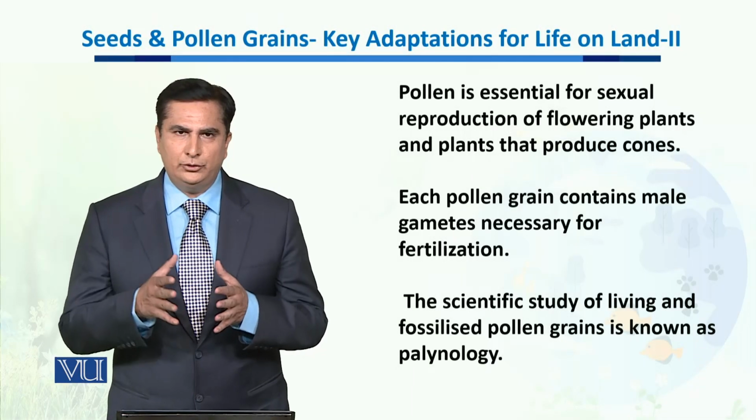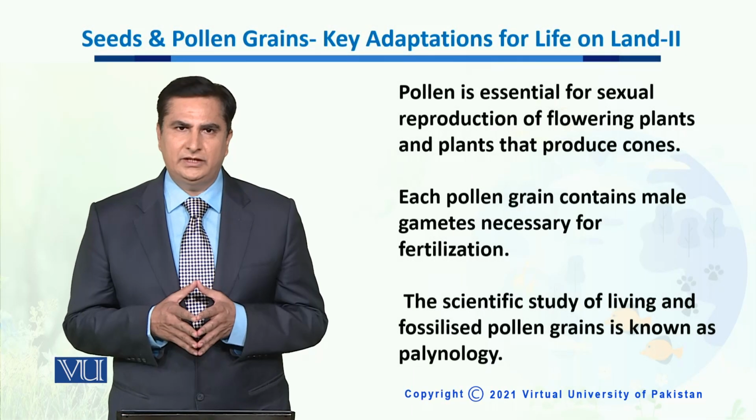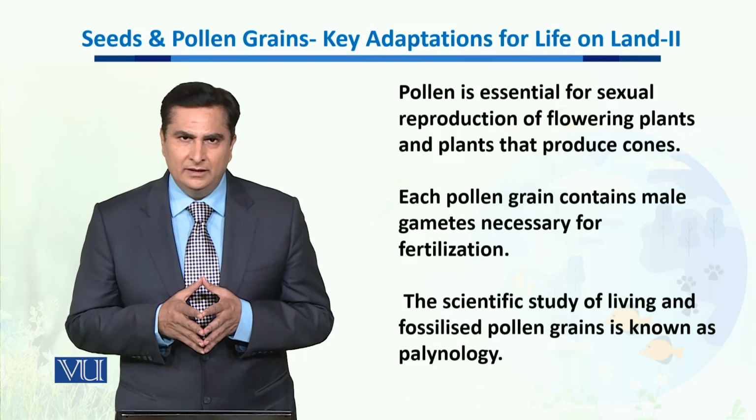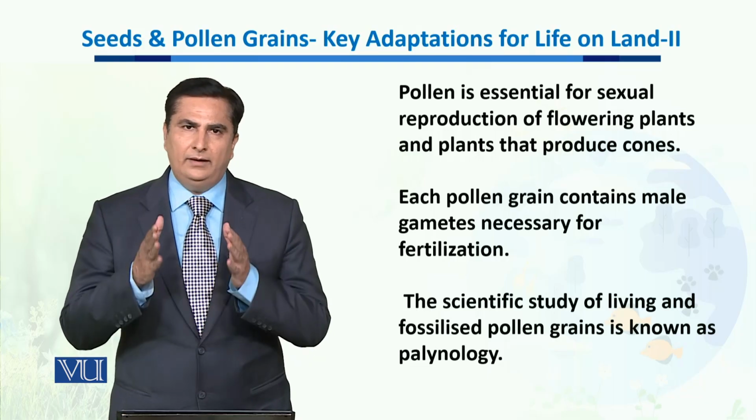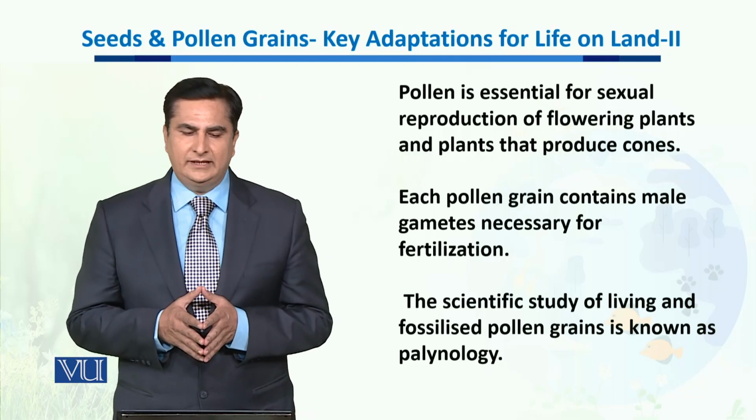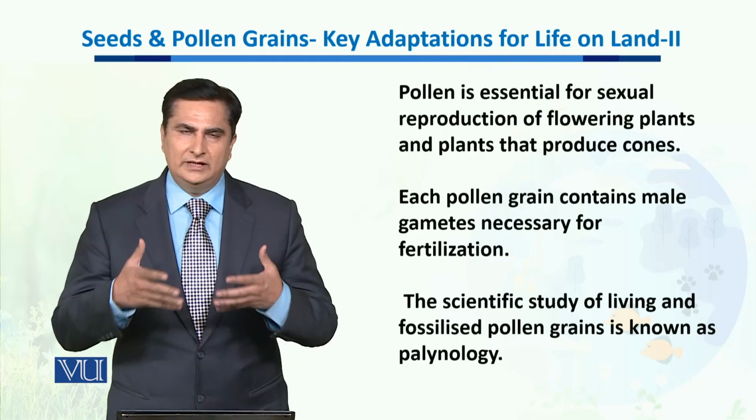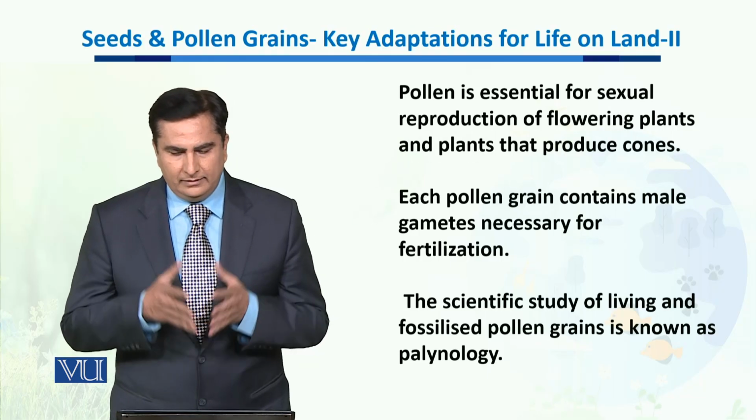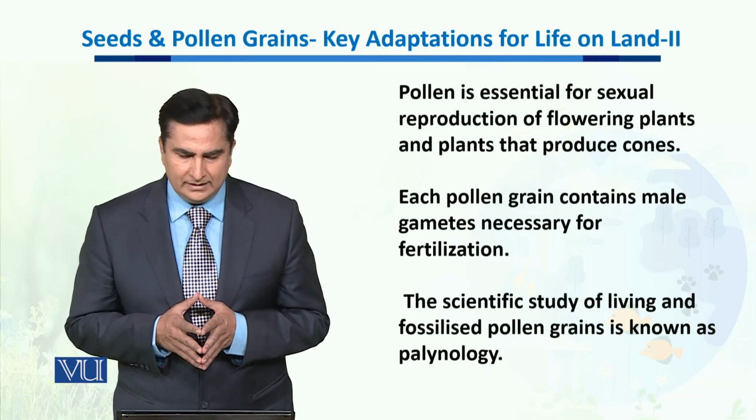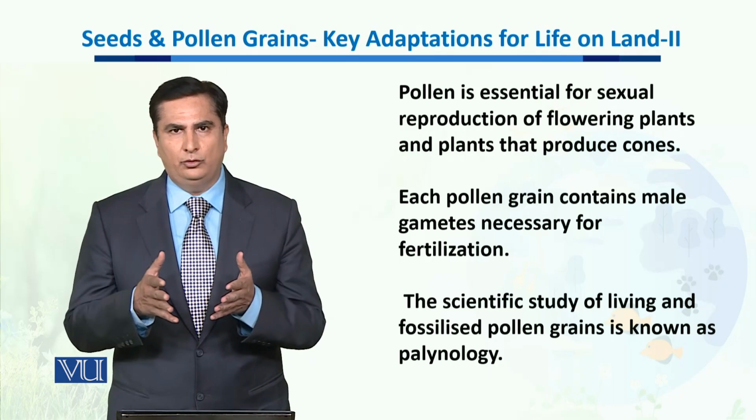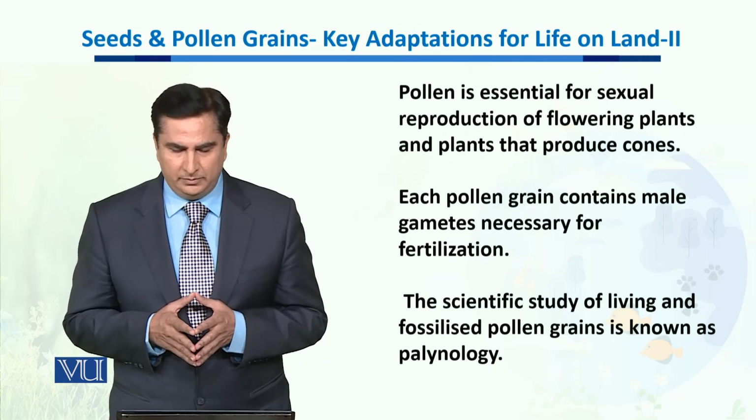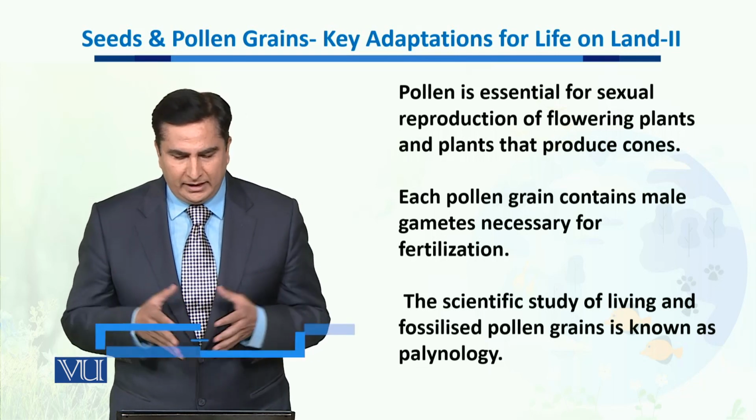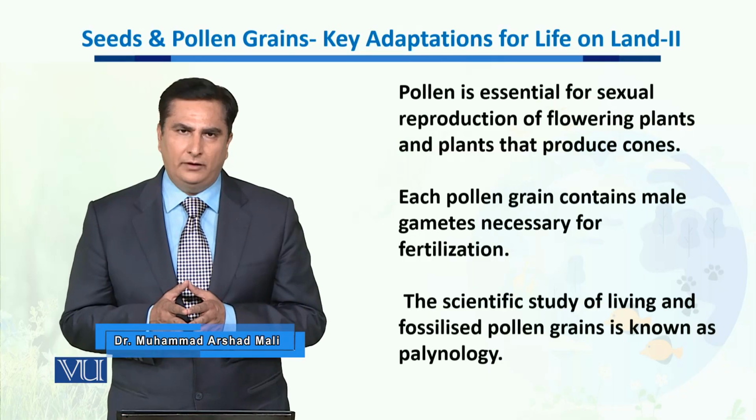Dear students, in this unit we will talk about the key adaptation of higher plants, which are the most successful of all land plants, to adapt to this land. One of the remarkable adaptations is the development of pollens. Pollen is important for sexual reproduction of flowering plants as well as the plants that produce cones, that means gymnosperms. Each pollen contains a male gamete, which is necessary for fertilization.